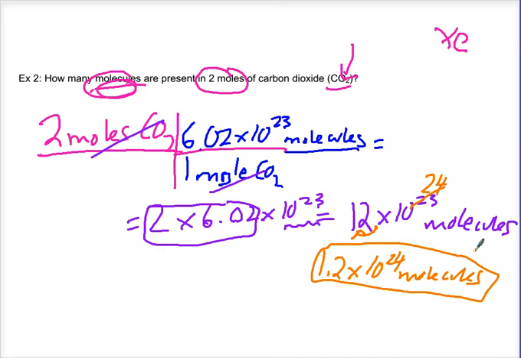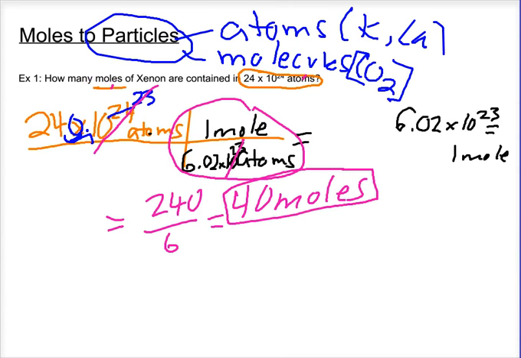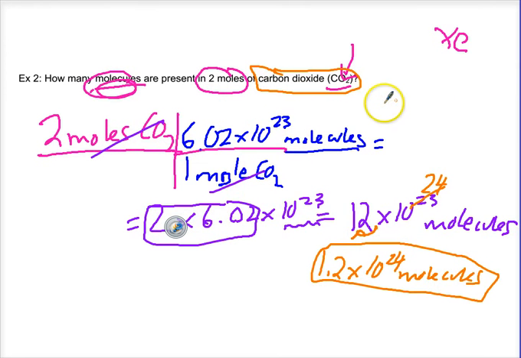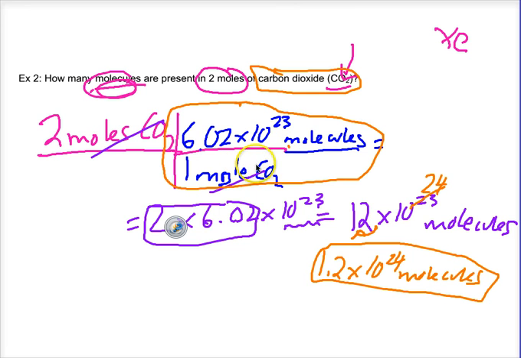One quick conceptual question. Does it matter what compound I have here? In either of these problems, does it matter what element? In this case, it was xenon, or in this case, carbon dioxide? No, it doesn't, because Avogadro's number is just a ratio of however many things there are in 1 mole. It doesn't matter what the thing is. So I could have replaced this carbon dioxide with dinitrogen oxide, N2O, oxygen, anything in the world, and it would still have the same number of molecules. However, we know from molar mass that they would have different masses.